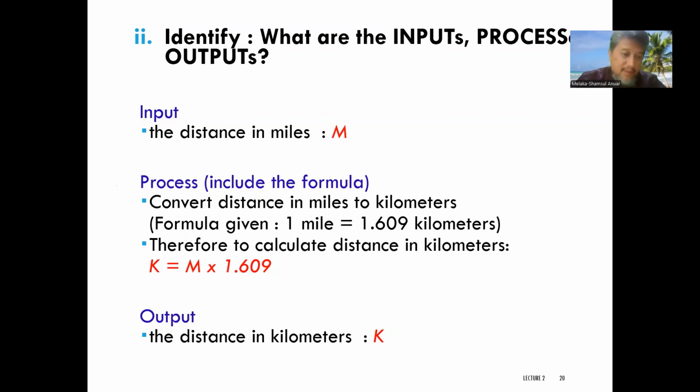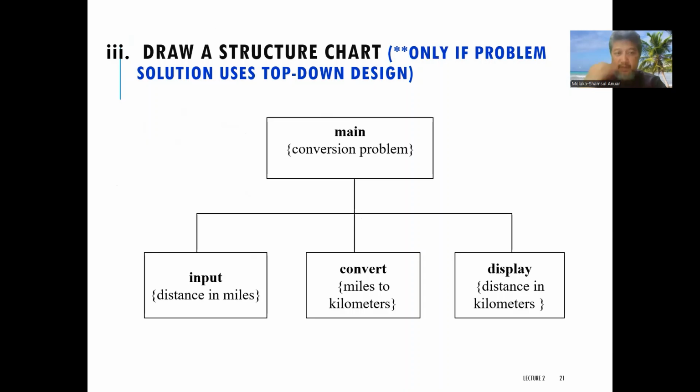Yep. And then output, the distance, you have to display the output in kilometers. So if you want to draw the structure chart using a top-down design approach, the first box will be conversion problem. Then that is broken into input, output, and lastly display. So this will be the structure chart.